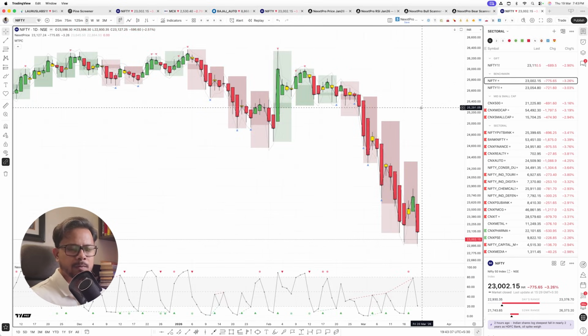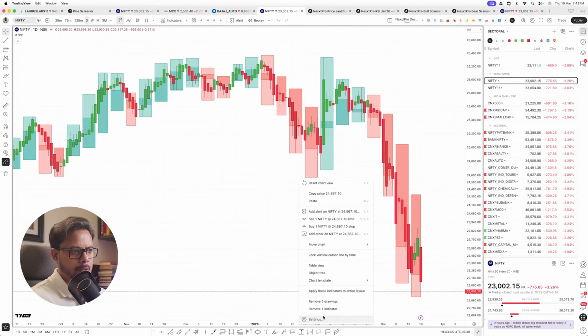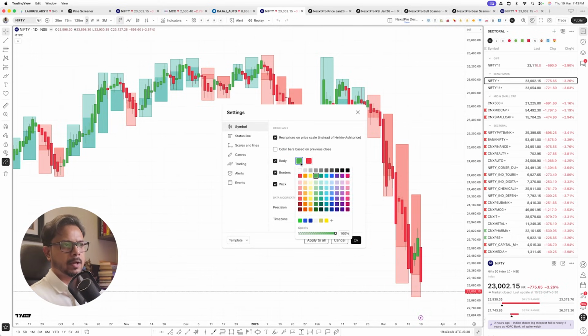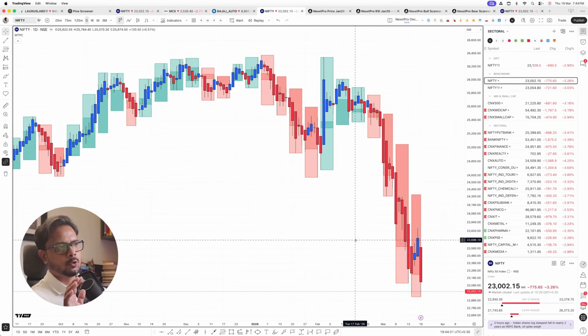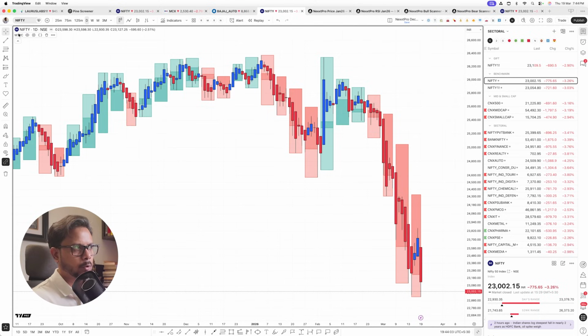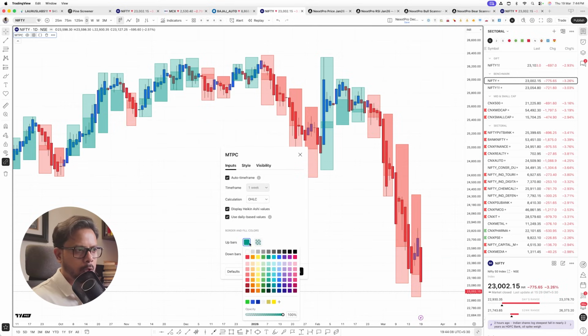So what you have to do is spend a little bit of time and fix the cosmetics. What I mean is, number one, you have to make sure that your candles are really bright and stand out. Let's say I'll go blue and red, for a change. So I'm making my candles, the time frame, stand out. And then I'm going to tone down the MTPC. I'm going to go to that MTPC, and over here, I will tone down the look of it.